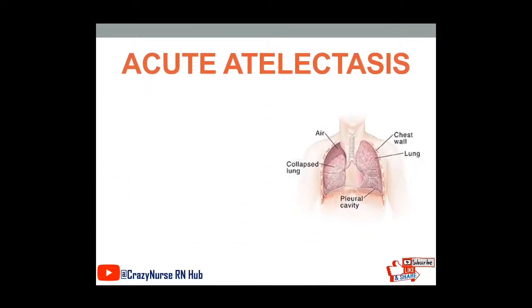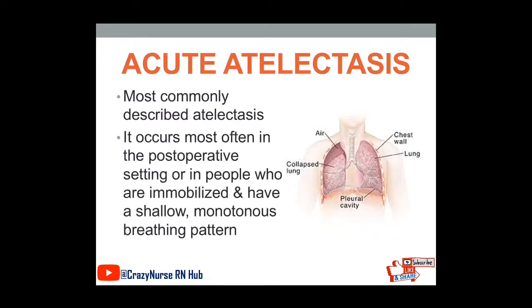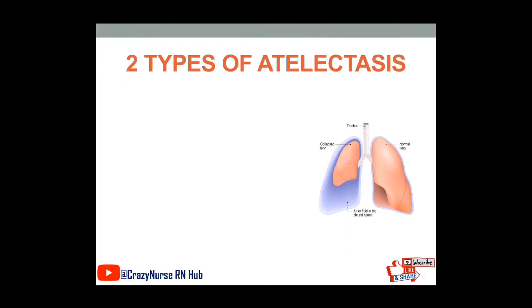We also have acute atelectasis. It is the most commonly described atelectasis. It occurs most often in the post-operative setting or in people who are immobilized and have a shallow monotonous breathing pattern. Excess secretions or mucus plugs may also cause obstruction of airflow and result in atelectasis in an area of the lung. Now let's have the two types of atelectasis.